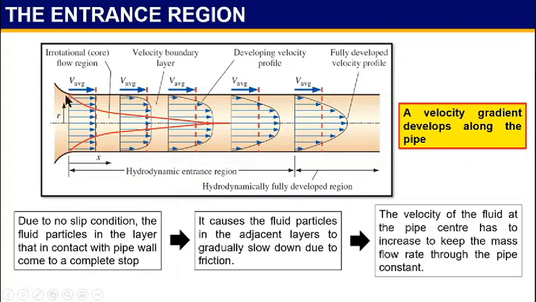Okay, you already understand. This causes the fluid particles in the adjacent layers to gradually slow down due to friction, or drag. The velocity of the fluid at the pipe center has to increase to keep the mass flow rate through the pipe constant. So that's why you will obtain a maximum velocity value at the center of the pipe, at this fully developed region.